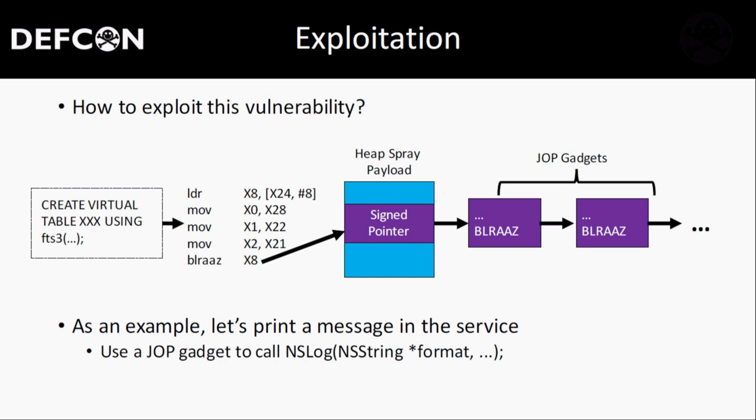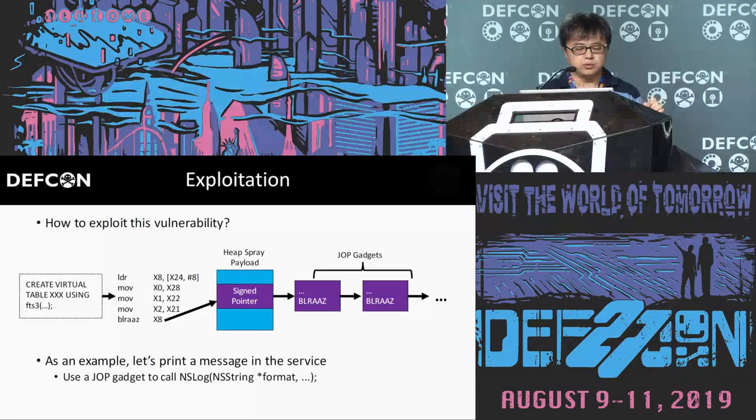in the heap spray payload. And then from the signed pointers, we can do JOP. We can use many JOP gadgets to do malicious things. As an example, I will show you how to print a message in the medialibraryd service. We use a JOP gadget to call NSLog.